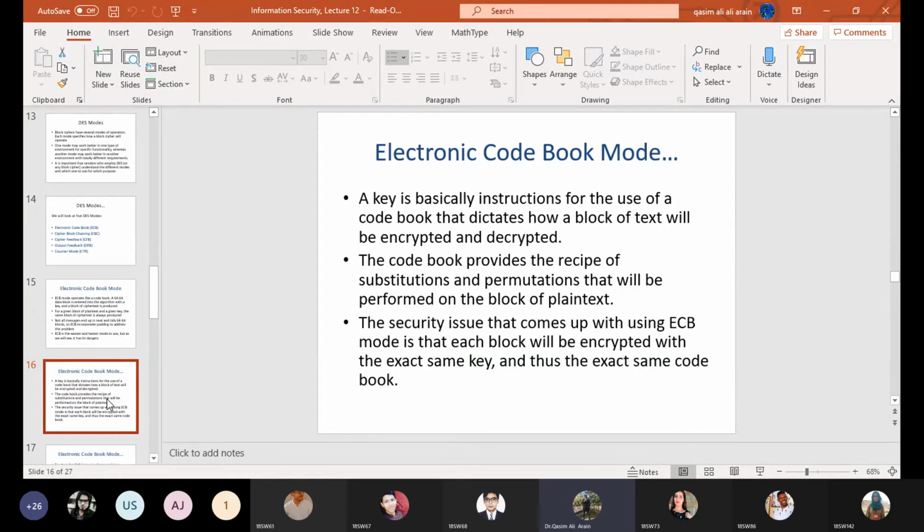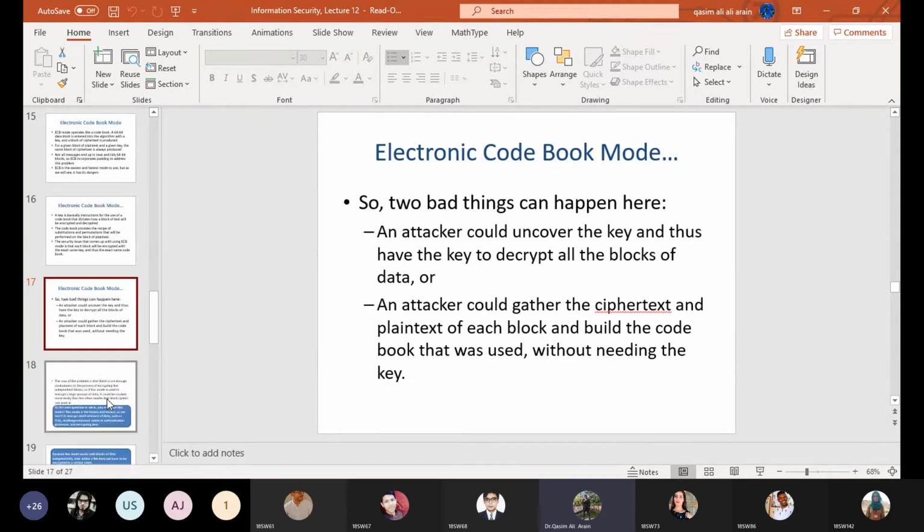ठीक है जी, तो ये इसकी एक shortcoming है हमारे पास. So two bad things can happen here, right? The one is an attacker can uncover the key and thus have the key to decrypt all the blocks of data. Because of this particular pattern, attacker आपके पास key को uncover कर सकता है, and then once the key is with the attacker, he can decrypt all the blocks of data that is present inside the electronic code book. Second is an attacker could gather the ciphertext and plain text of each block and build the code book that was used without needing the key.